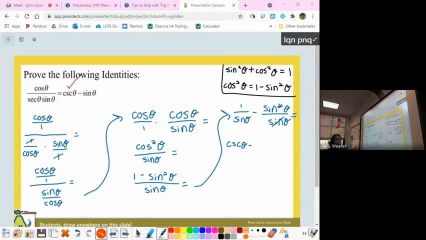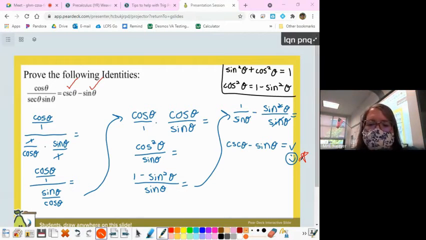Mm-hmm. And then it will just equal sine theta. And then that's... She did it. She did it beautifully. I'm going to add a little star to your smiley face. Very nice, ma'am. Okay, that was hard work, but good work.